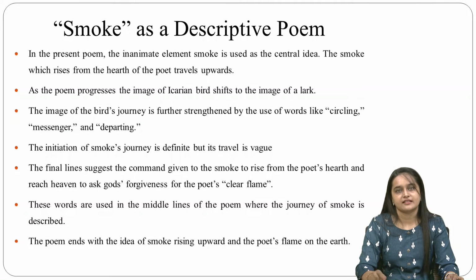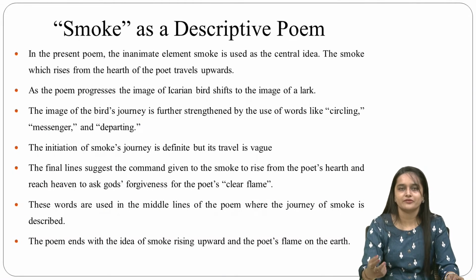Now let's discuss the poem Smoke as a descriptive poem. The form, the type of this poem is a descriptive poem. Now we all know what a descriptive poem is. Let's discuss this type in reference to the poem Smoke. A descriptive poem, as discussed earlier, is one which uses detailed words to create an imagery of a person, animal, or inanimate object, and this imagery is the central interest of the poem.